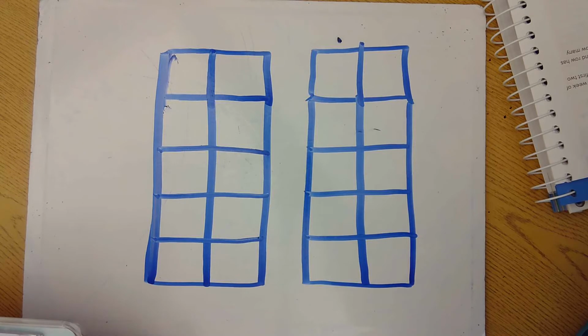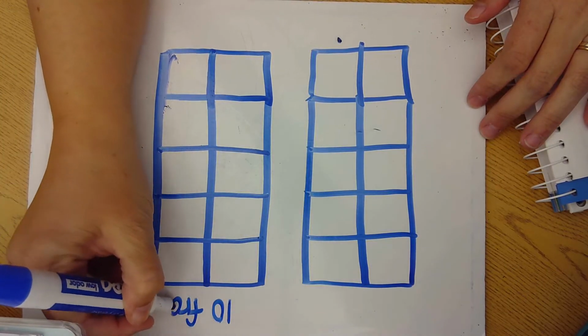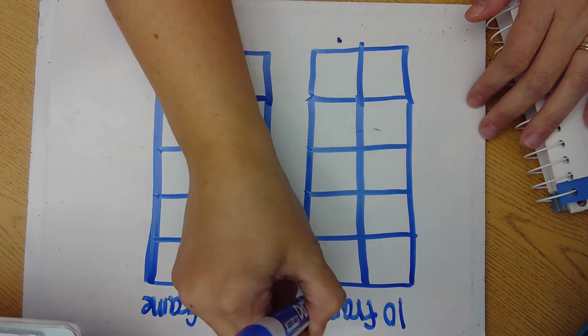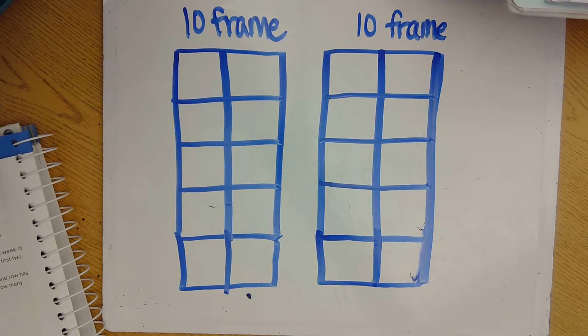So here we go. All right, boys and girls, here I have drawn two tens frames. So this is a 10 frame and this one is a 10 frame. What do you notice about the double 10 frame? It would help if I turned it the correct way for you. All right, now look at it one more time. So this is a 10 frame and this is a 10 frame. What do you guys notice about the double 10 frame? Take a moment to look at it closely.